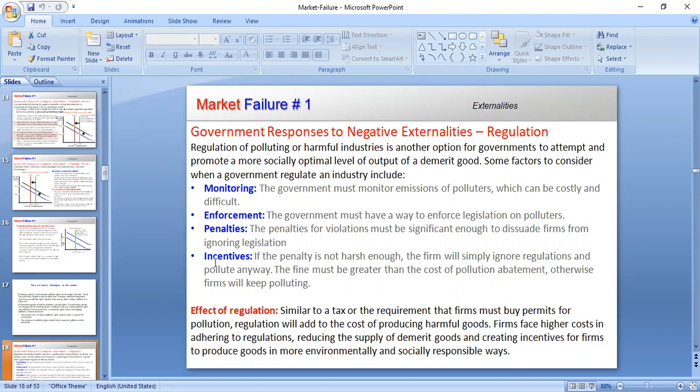And then the government can also use incentives. Incentives means that the government can, for example, reduce the taxes on the pollution abatement equipment, such that it is cheaper now for these farms to use. So the government can use the incentives, right?